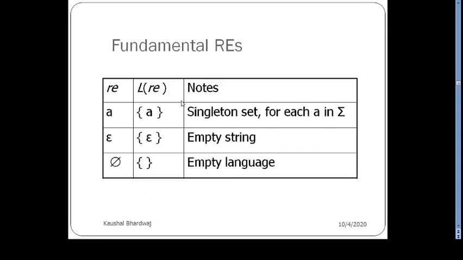Now, fundamental regular expressions. If you write a, this is a regular expression, and the language based on this a accepts just one symbol, a. You can also call it a singleton set. Epsilon means the empty string. Phi means nothing, the empty language.